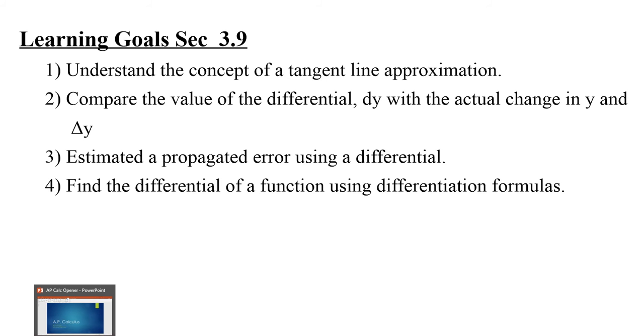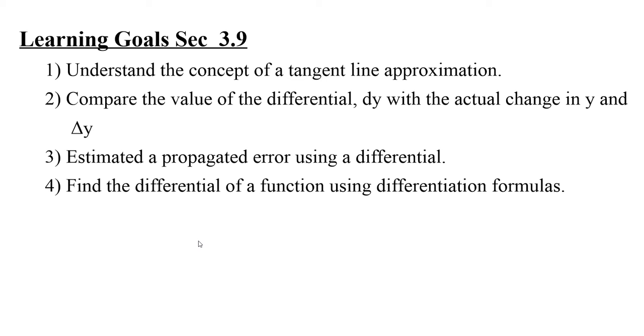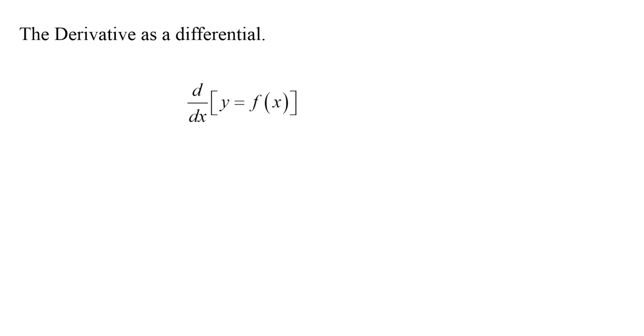Our learning goal for today is to understand the concept of a tangent line approximation, and we are going to compare the value of the differential dy with the actual change in y, and that actual change in y we're going to call delta y, or the change in y. We're going to estimate propagated error using differentials, and we're going to find the differential of a function using differentiation formulas and equations that we've already used. It's kind of a review.